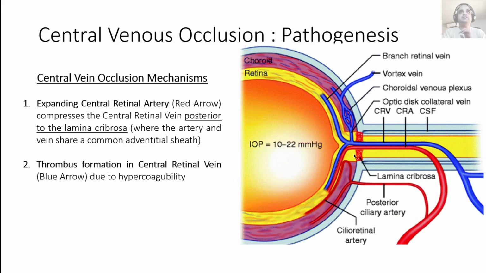So this is again the picture that we saw before, and central vein occlusion mechanisms are an expanding central retinal artery, and I'll show you that by the red arrow right here. Behind the lamina cribrosa, it causes turbulence of blood flow in the vein, which causes the thrombus formation. And the thrombus formation directly usually tends to happen anterior to the lamina cribrosa, as indicated by a blue arrow, which is because of hypercoagulability.